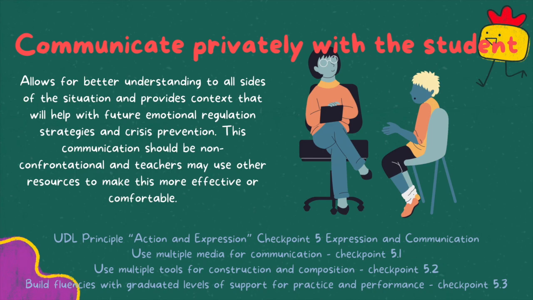Next, it's important to communicate privately with the student. This would allow for better understanding to all sides of the situation. It allows the student to be heard and provides context that will help with future emotional regulation strategies and crisis prevention that is personal to the specific student. And this communication should be non-confrontational. You are not punishing the student, you're just trying to help them.